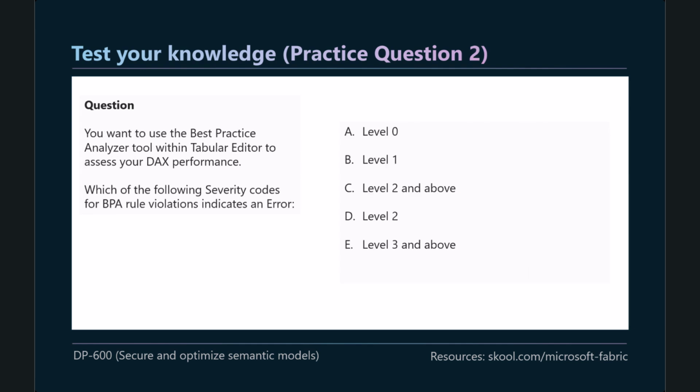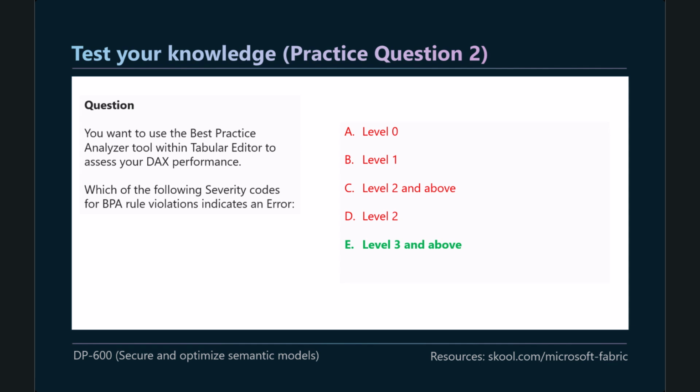Question 2. You want to use the best practice analyzer tool within Tabular Editor to assess your DAX performance. Which of the following severity codes for best practice analyzer rule violations indicates an error? Is it A, level 0, B, level 1, C, level 2 and above, D, level 2, E, level 3 and above? So the answer here is level 3 and above.